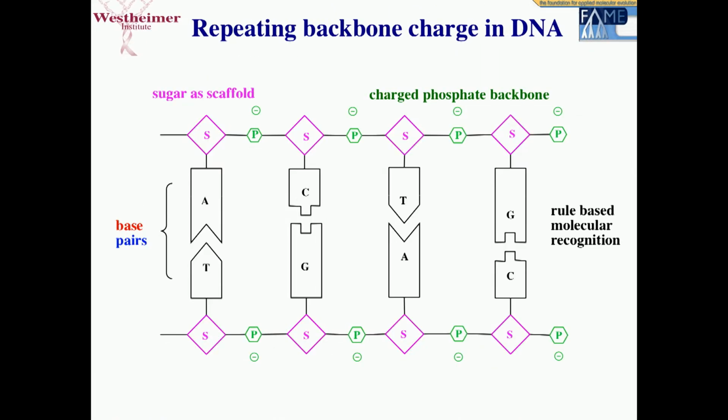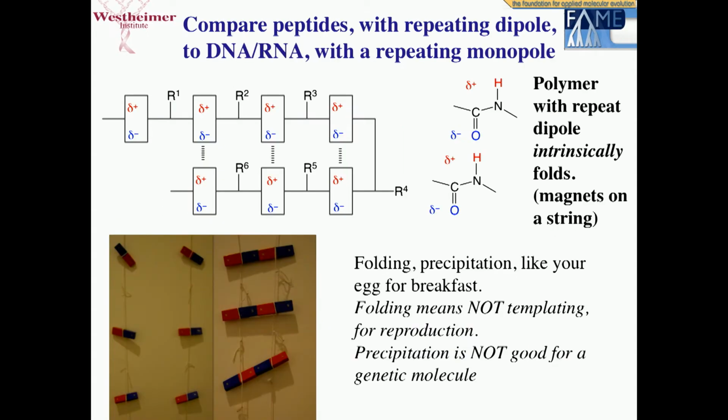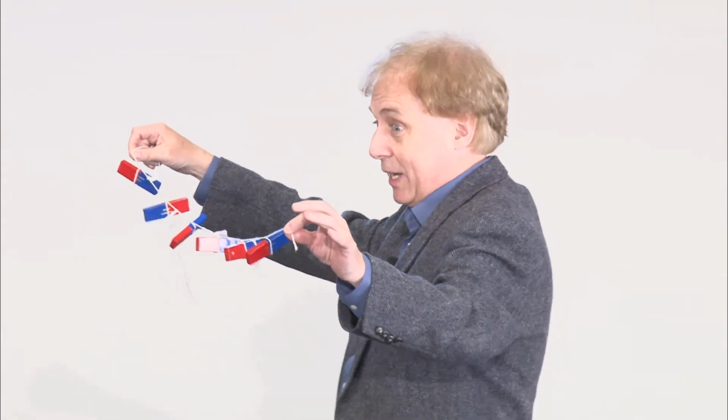So there's the backbone repeating charge, there's the cartoon structure of DNA. And so we can compare this with a repeating dipole. And I brought an example here. We're not looking for the elusive physics monopole, but this is a magnetic pole. This is a charged dipole.